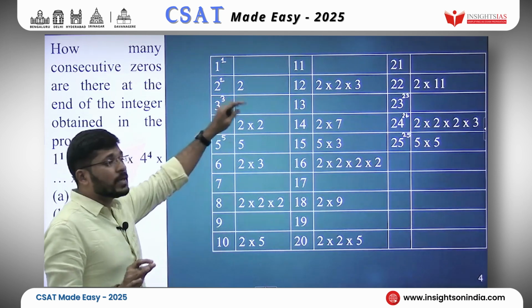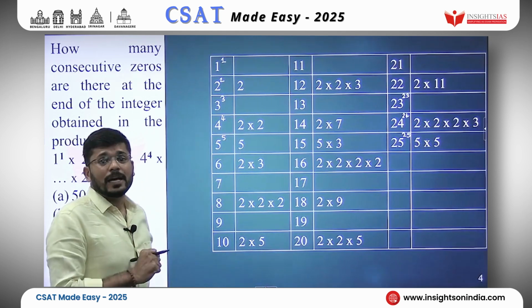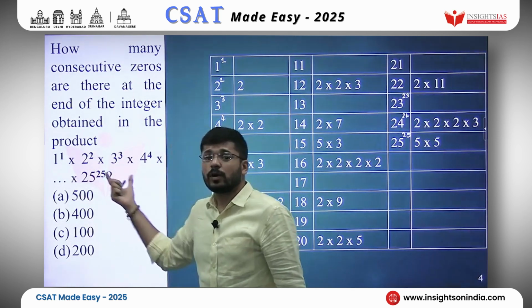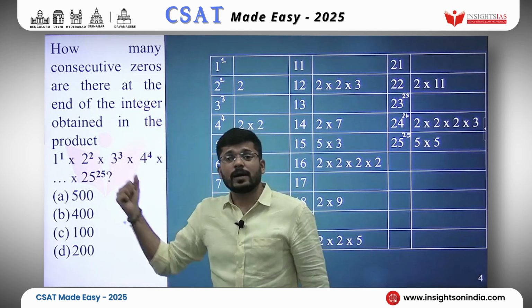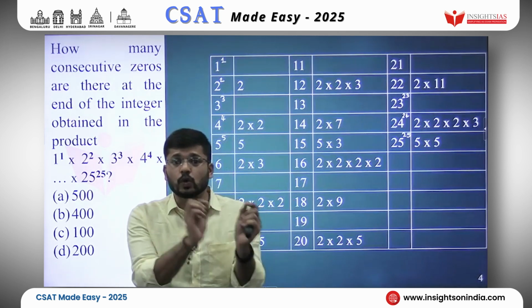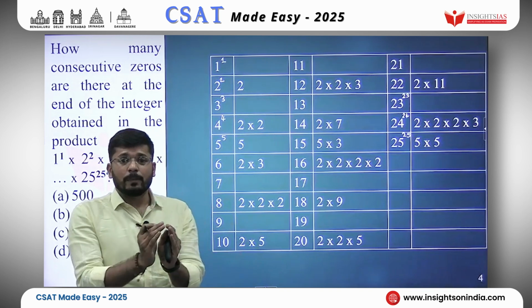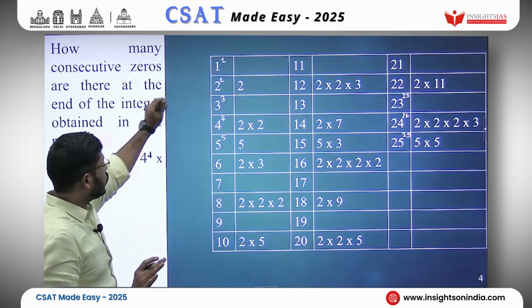Only those numbers which have a factor of 2 or 5, we will consider only those ones, because they are not asking us to find the value of this product. They are only asking us to find the consecutive zeros at the end of the product. So we know that only 2 and 5 contribute to zeros. One 2 and one 5, a pair, will contribute to one 0. That is the concept.